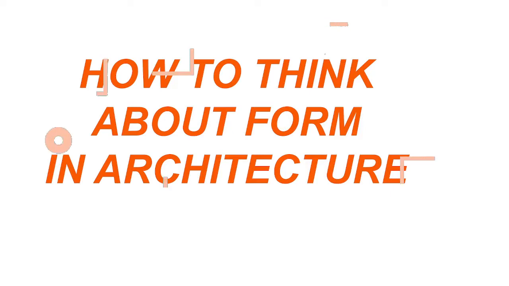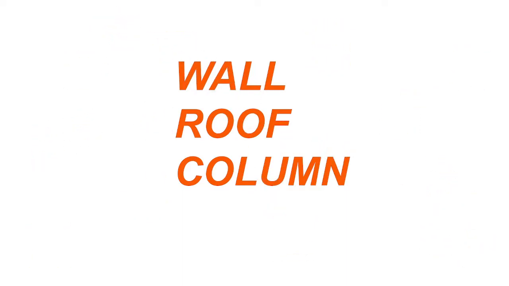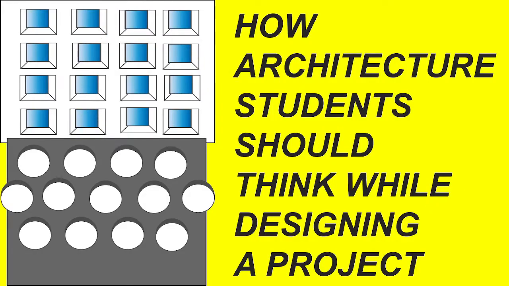So guys, we are looking at how to think about form in architecture, as form plays a very important role in architecture design, anything we are designing. These are the most important things you should be looking after while you design a project. One is your wall, which includes windows and doors in it. So last time we saw how we can think differently about a wall that lets in air and light, right? And this is another way we are thinking of roof and columns in today's video. If you haven't watched the last video, I highly recommend you go and check it out. The link is in the description.